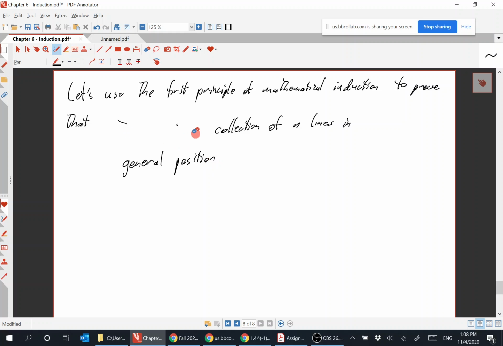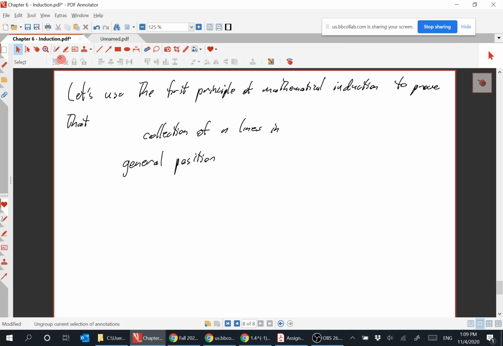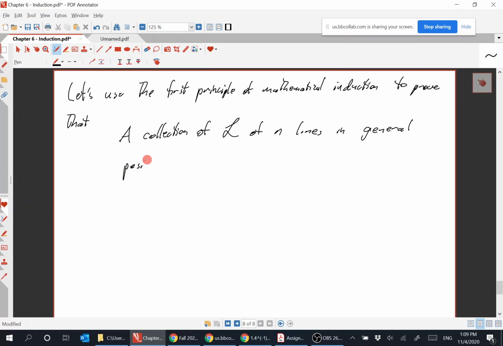well, let's write it not as an if. So a collection L of n lines in general position subdivides the plane into (n squared plus n plus 2) over 2 regions.